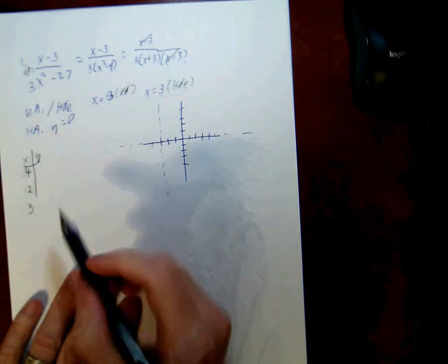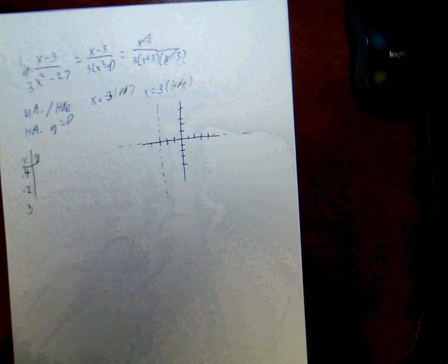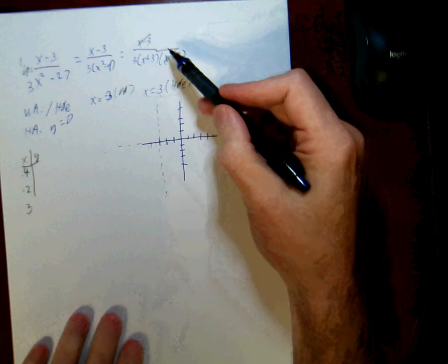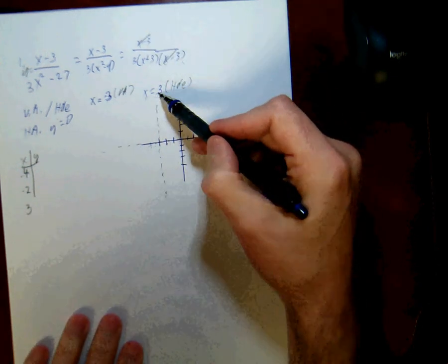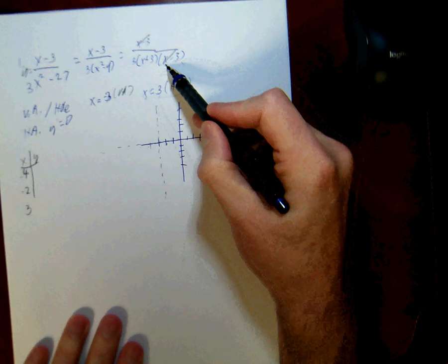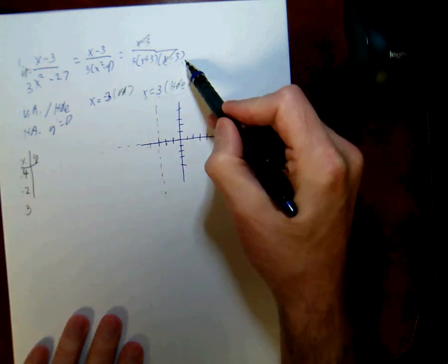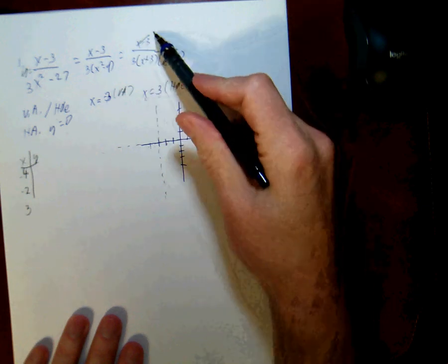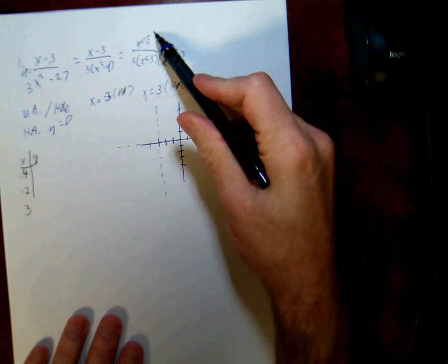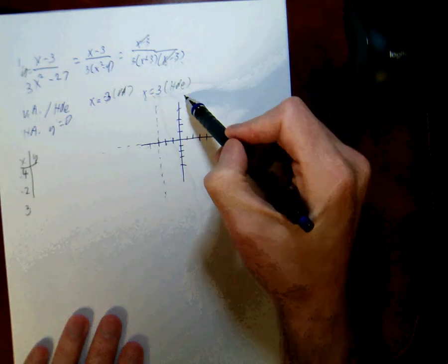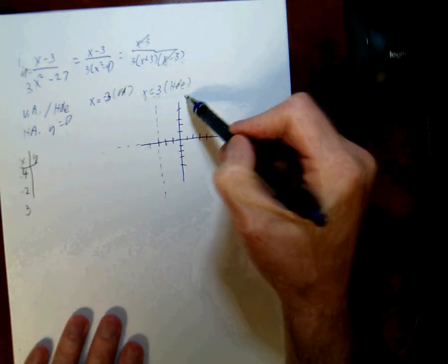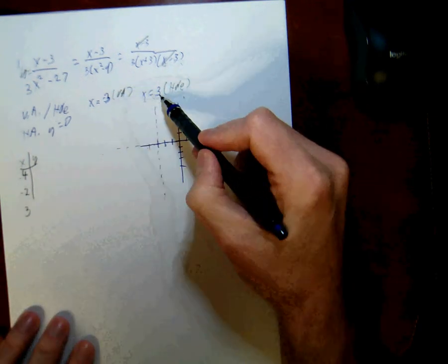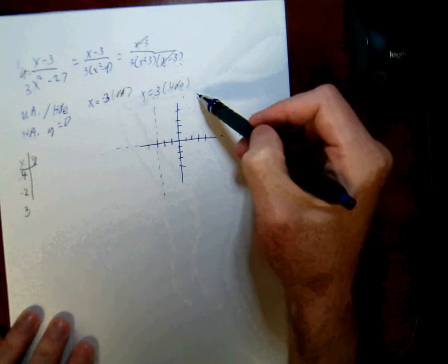So how do you determine which one is the hole and which one's the vertical asymptote? If it got canceled out, notice the x equals 3. We got the x equals 3 from this part, and notice the x minus 3 is canceled out. Whatever got canceled out, that's what caused the hole. Anything that causes a problem is going to be here, but if it gets canceled out, it's a hole.